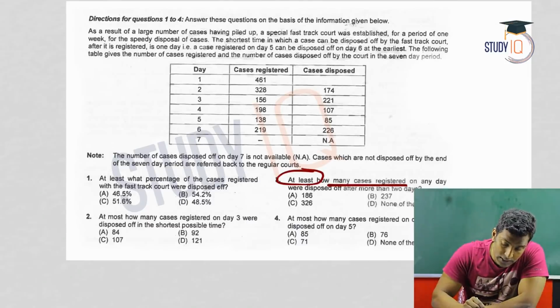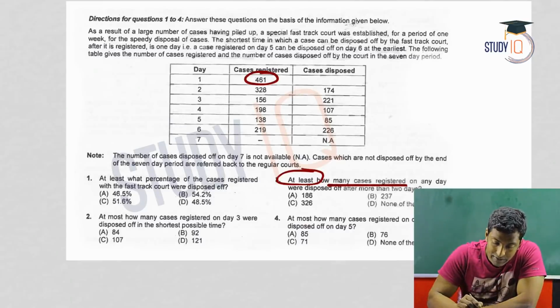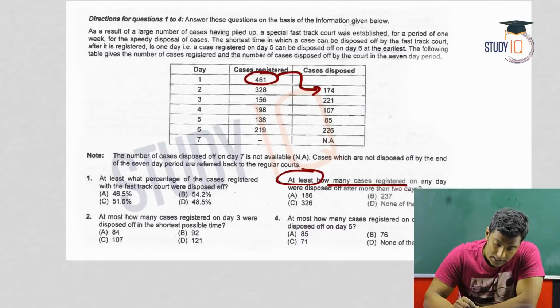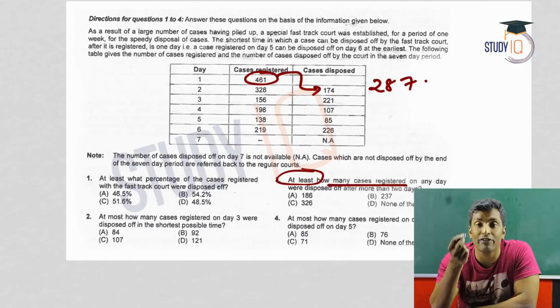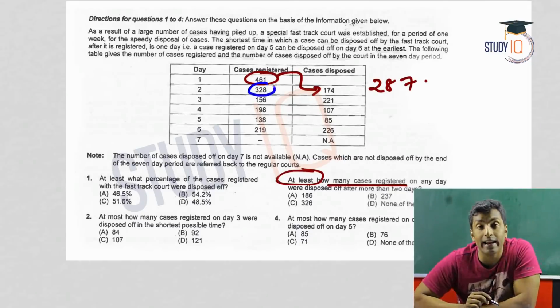See, first day 461 cases were registered, out of which 174 resolved on the very next day. So how much is left out? If you see, 287 cases are left out, right? So 287 cases are left out unresolved. Now 328 cases registered on day 2.